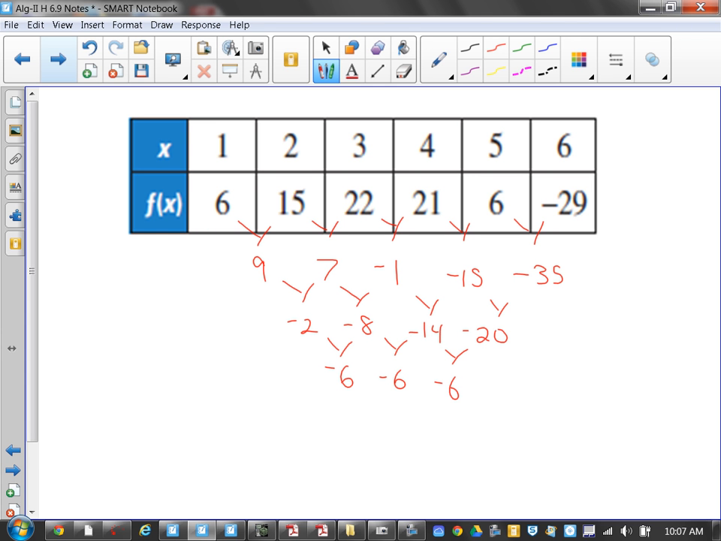Yes, ma'am? How do you decide, when you're going down the arrows, if it's negative or positive? I'm just moving 7 minus 9, negative 1 minus 7. I'm always going right to left. Subtract from right to left. Okay?